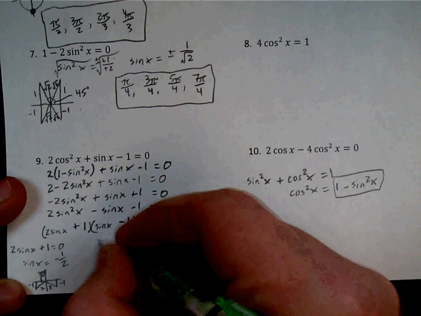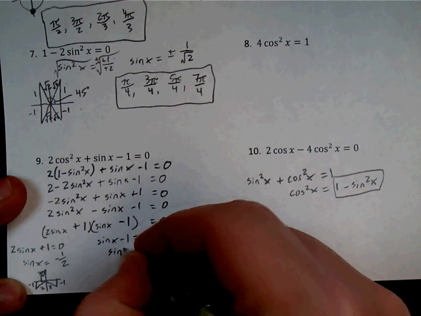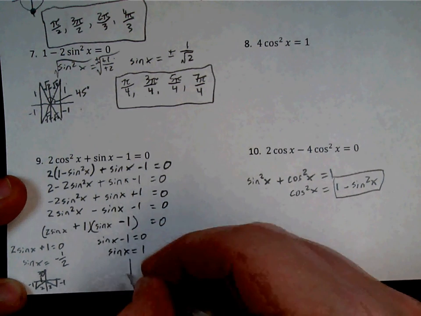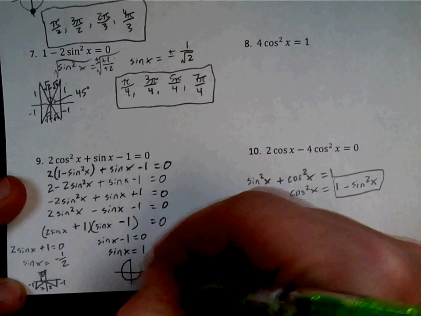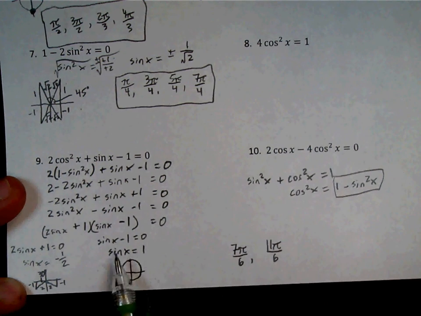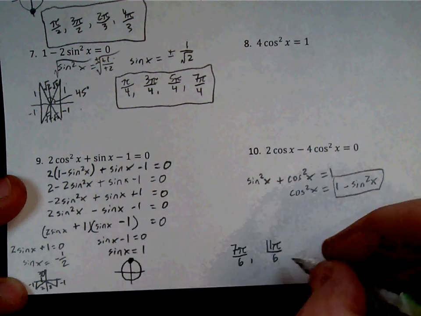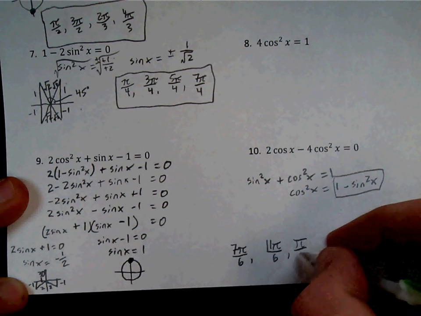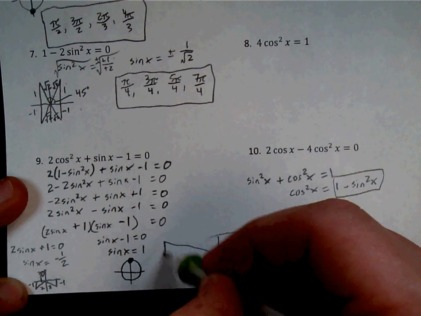Now in that second problem, sine x minus 1 equals 0. So sine x equals a positive 1. That's a quadrantal. Sine is the y value. Think about your unit circle, and where on that unit circle the y value is a positive 1. That would only be up here at 90 degrees, or pi over 2. So those right there are the answers to number 9.